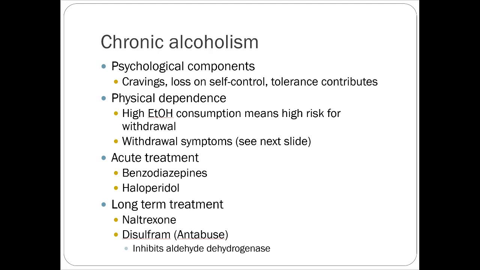Okay, so with some other things we think about, maybe like the psychological components, so cravings, loss of control, physical dependence is definitely possible, and then our acute treatments. So we're looking at benzodiazepines. Haloperidol can help because there is a psychotic component to alcohol withdrawal and acute alcohol ingestion, and then some long-term treatment options. So a couple things have been studied. Naltrexone, we talked about for opioid abuse as a chronic medication. It actually is used for this as well. There's some data that supports it.